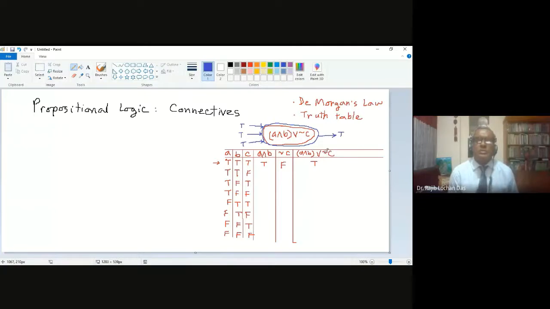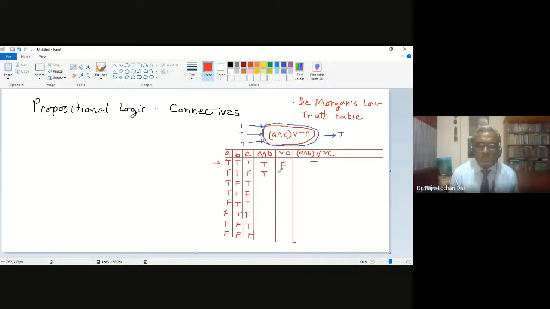This is the situation. This is the first line. And if the second line you consider, that means A equal to true, B equal to true, C equal to false. What will happen in this case? So what will be A and B?